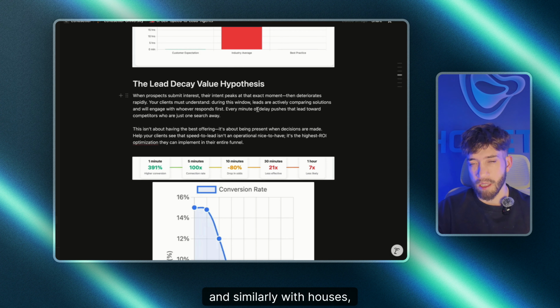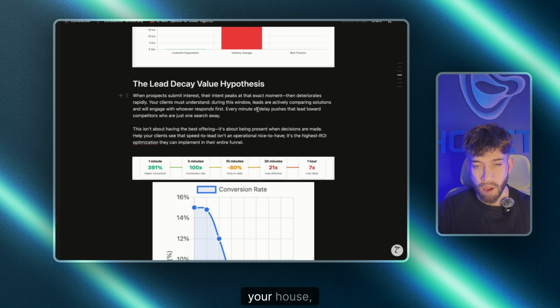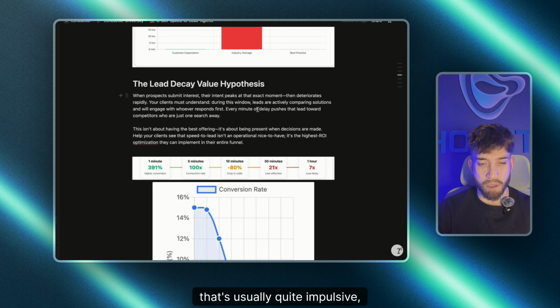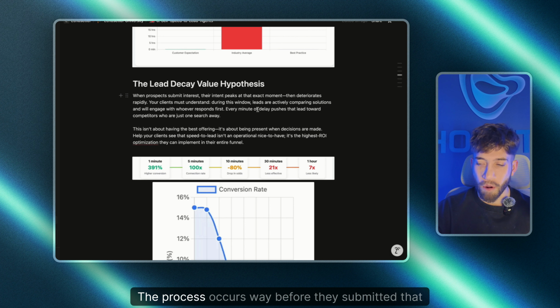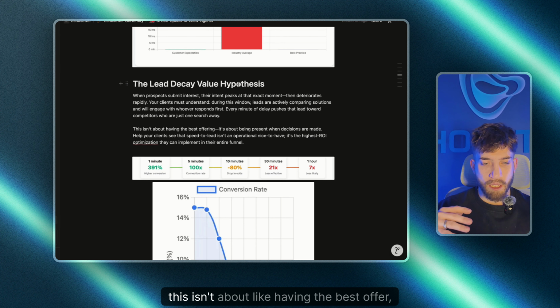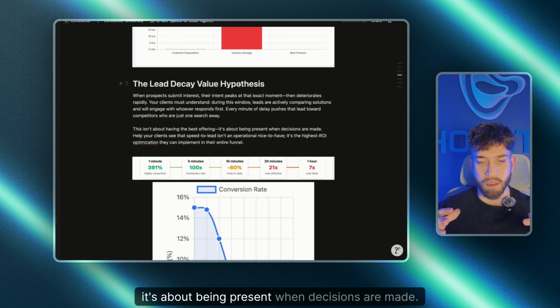And similarly with houses, if you see a house on offer or you want to sell your house, that's usually quite impulsive. I won't say impulsive, but it's a lot of thought. The process occurred way before they submitted that form. So this isn't about having the best offer. It's about being present when decisions are made.